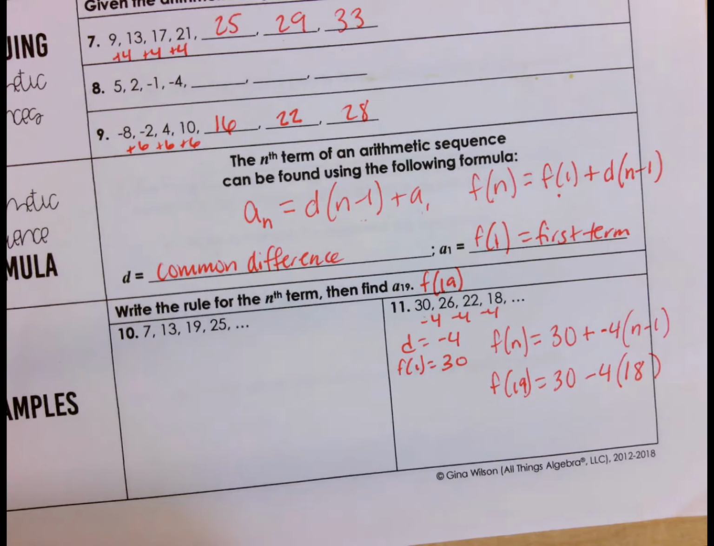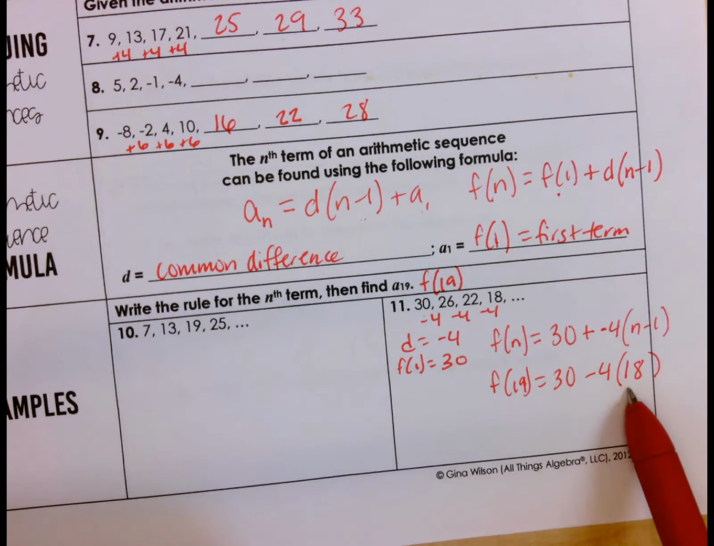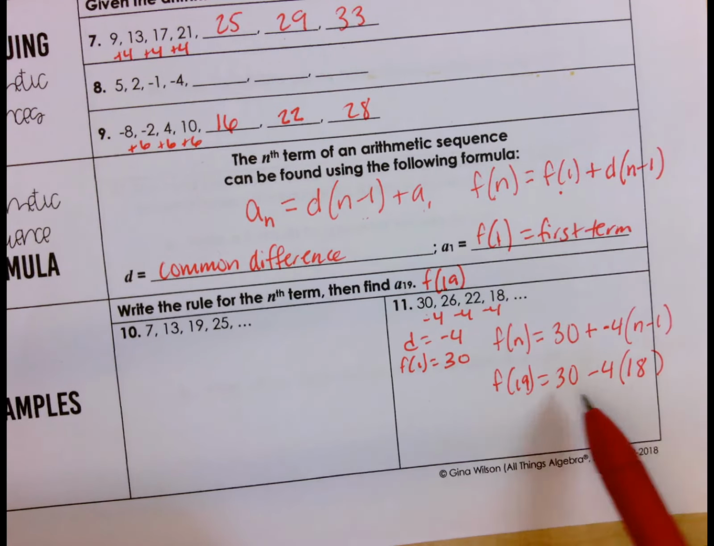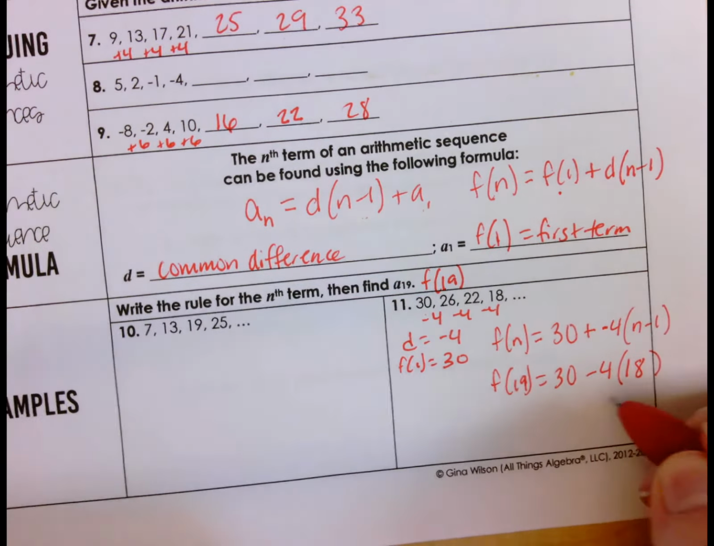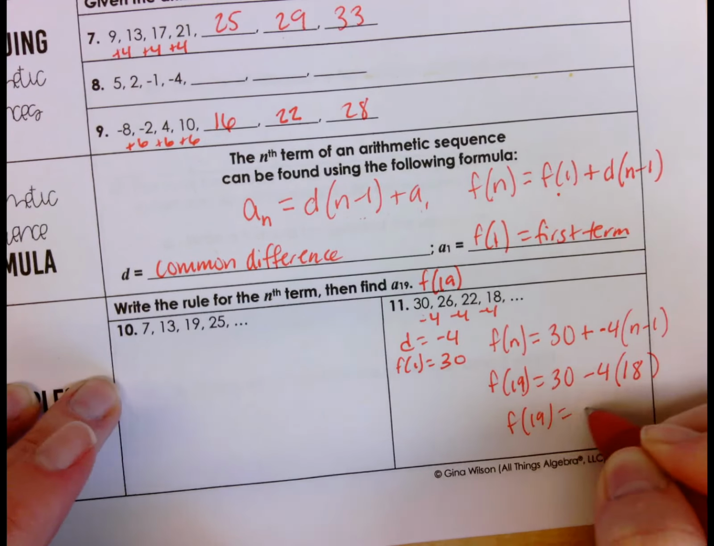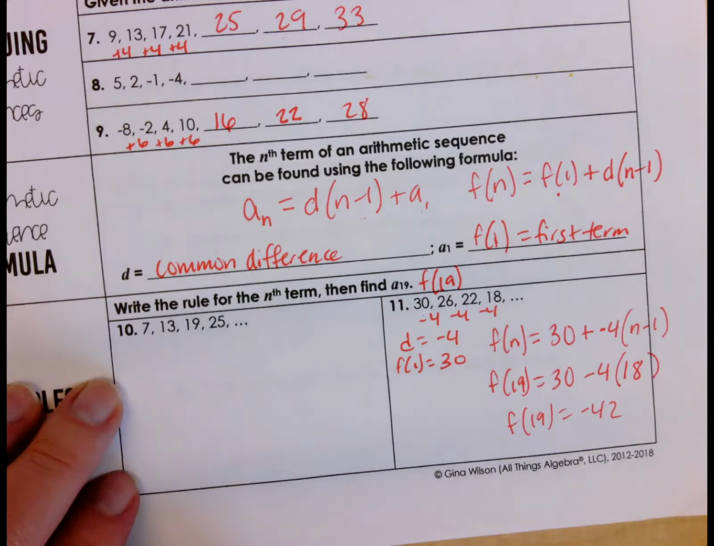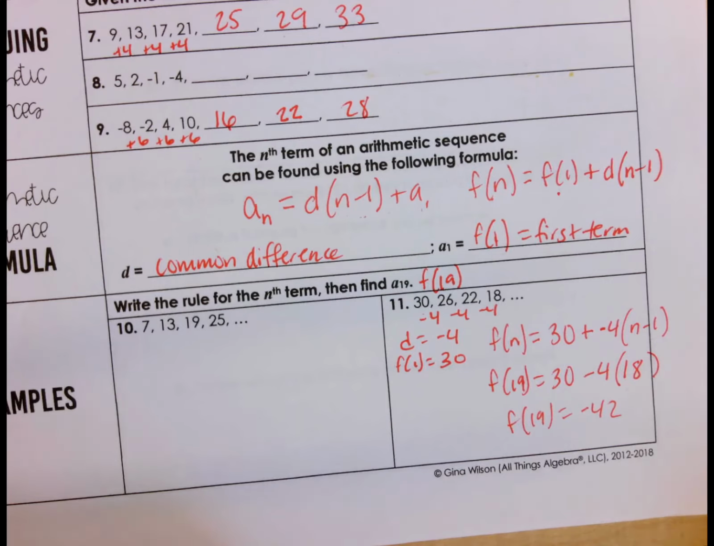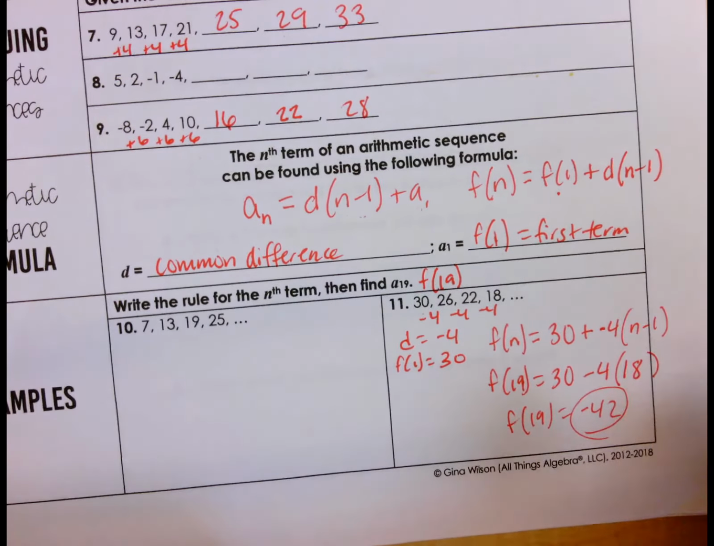Okay, and now at this point I'm just going to plug this information into our calculator. Okay, you're going to multiply 4 times 18, and then you're going to subtract what you get from 30. And so you come up with a value of negative 42. Okay, so that's going to be your answer on this. The 19th term is negative 42. All right, so let's go ahead and look at a couple more examples.